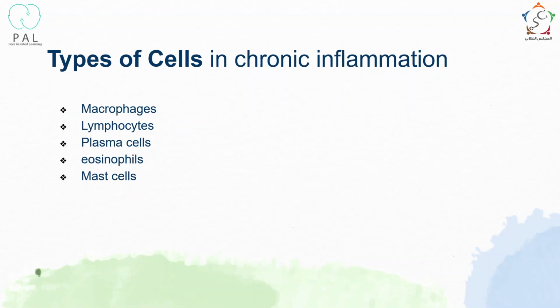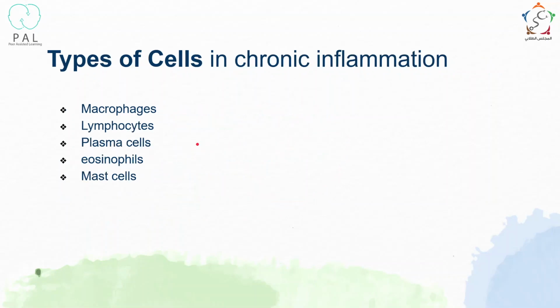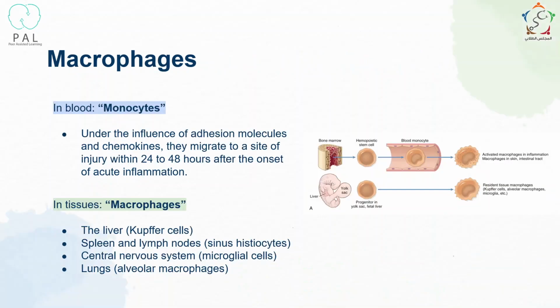So we just said that there are some distinguishing cells that are present in chronic inflammation. So we're going to go over them. The types of cells are macrophages, lymphocytes, plasma cells, eosinophils, and mast cells. And we're going to go over each one separately. Now, the most prominent are macrophages. They are the dominant cells in chronic inflammation. They are derived from circulating monocytes from the blood. And they're normally found diffusely scattered in connective tissues.